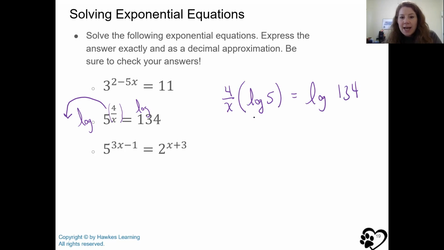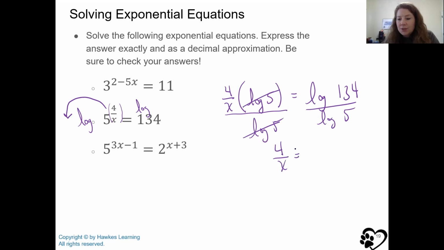So how am I going to solve for x? Well, first thing I'm going to do is do the opposite of times log of 5. I'm going to divide both sides by the log of 5. These are gone. So I bring down 4 over x is equal to, I'm going to put this part in my calculator. My fraction button, I'm going to say the log of 134 over the log of 5, and it gives me a number.